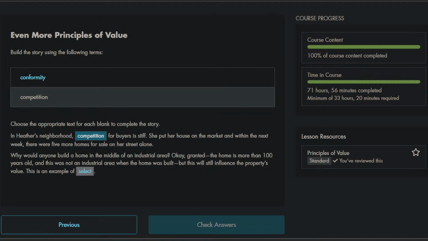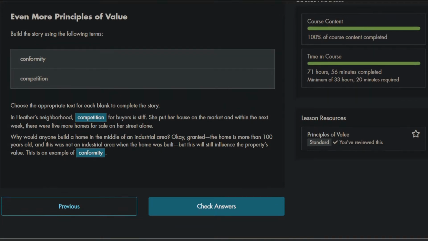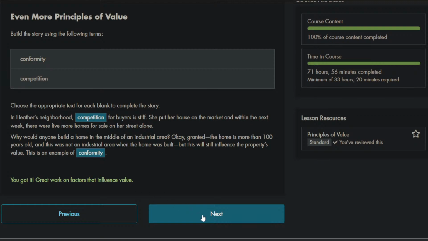Why would anyone build a home in the middle of an industrial area? Okay, granted, the home is more than 100 years old, and this was not an industrial area when the home was built, but this will still influence the property's value. This is an example of conformity. This home is out of conformity. All right.